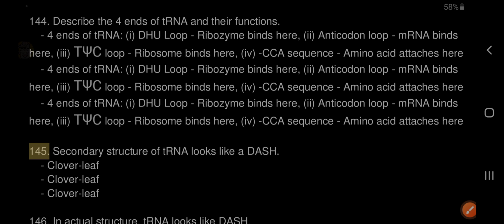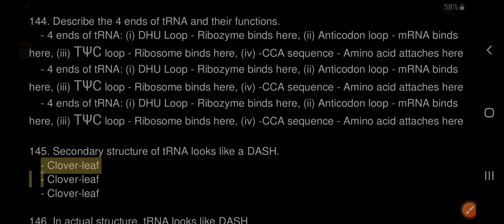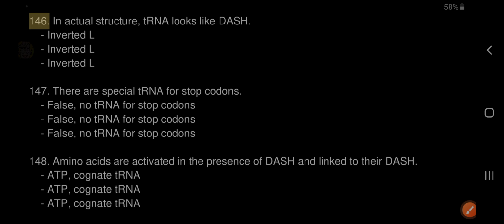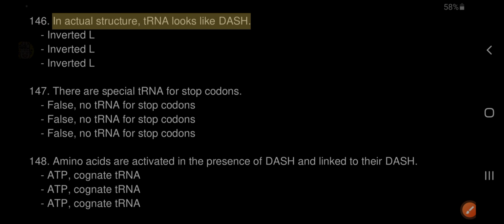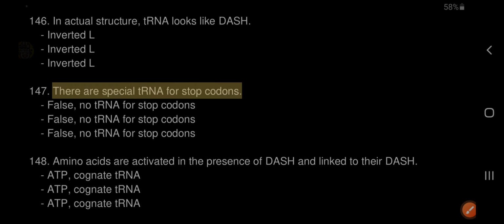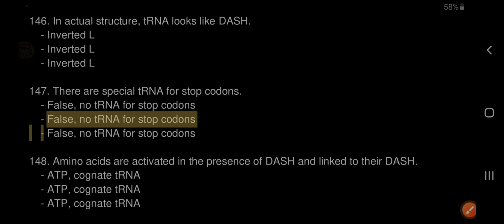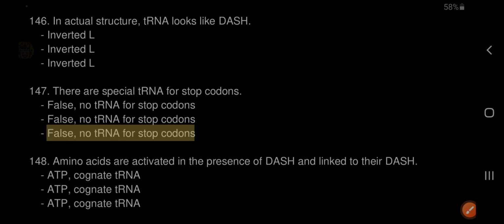145. The secondary structure of tRNA looks like a dash. Clover leaf. 146. In actual structure, tRNA looks like dash. Inverted L. 147. There are special tRNA for stop codons. False, no tRNA for stop codons.